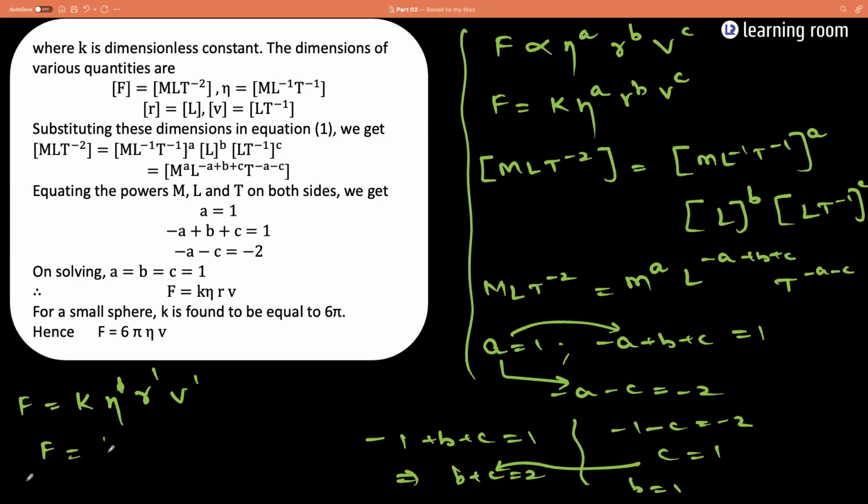And this will be equal to 6 pi eta R into V, because the 6 pi is a value that is found using experiment. Okay, it is going to be 6 pi eta into R into V. So the 6 pi can be found only experimentally. Is this point clear? Yes, sir. Okay, make a note.